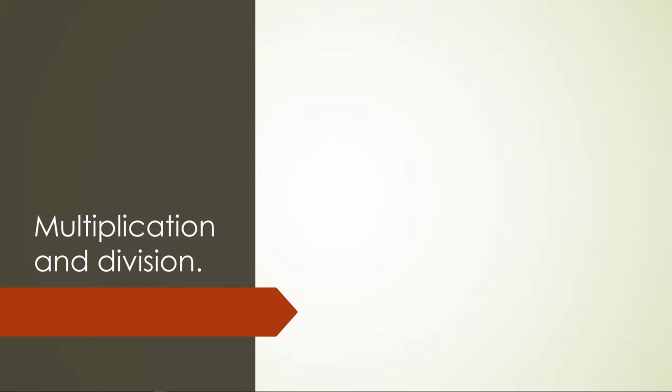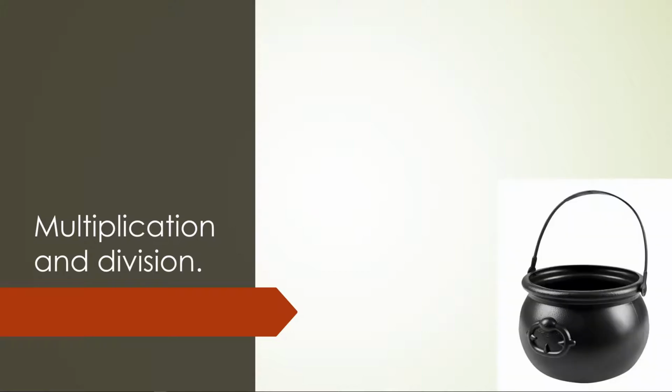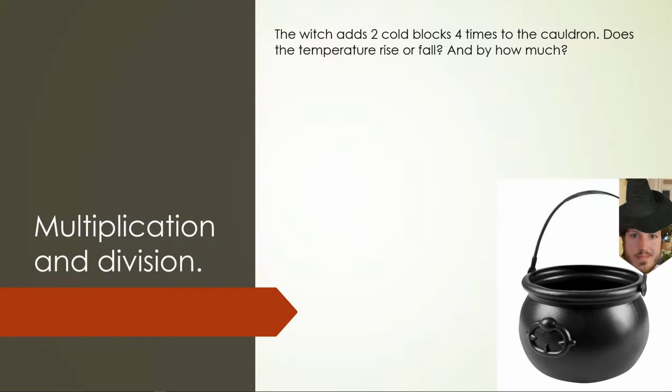We're gonna talk about multiplication and division. You probably had some lessons last week or the week before that one, in which we talked about the witch and her cauldron. We're gonna continue with that. I'll give you one example. The witch adds 2 cold blocks 4 times to the cauldron. The question is, does the temperature rise or fall? And if so, by how much?